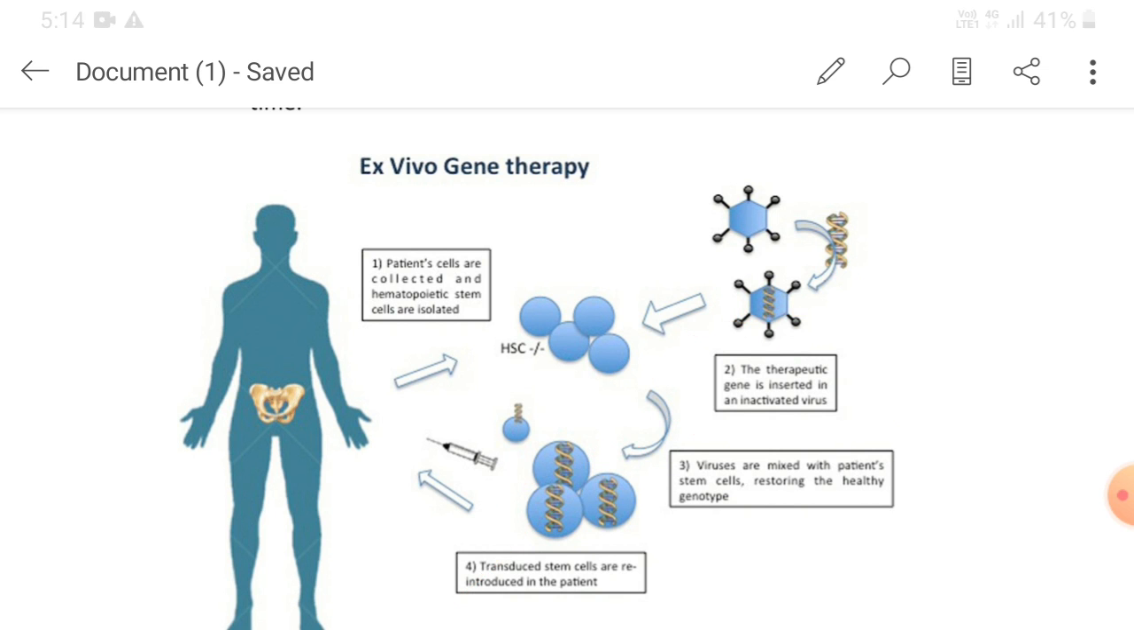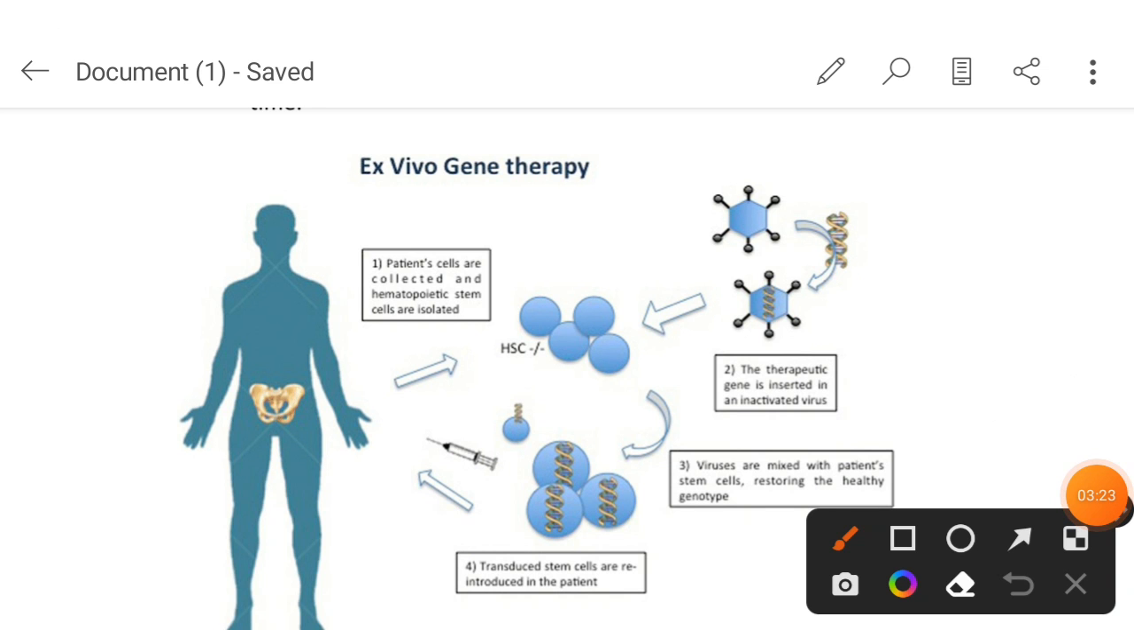Now after transferring, the therapeutic gene containing cells can be easily selected. Then those cells will be further multiplied, and then we will transfer them back into the individual's body. So here we are using the patient's own cells. Remember it very carefully, here we are using the patient's own cells.